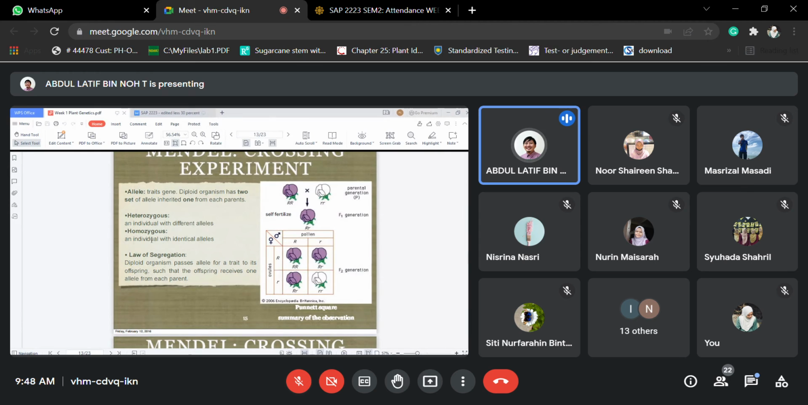Homozygous is an individual with identical alleles. Like the parents just now. So they have identical alleles. So this is the homozygous. And this is homozygous, and this is homozygous, and this is heterozygous, where they contain two alleles at the same time. Right? So that's why some plant breeders, they love to have this particular pure breed or true breed.